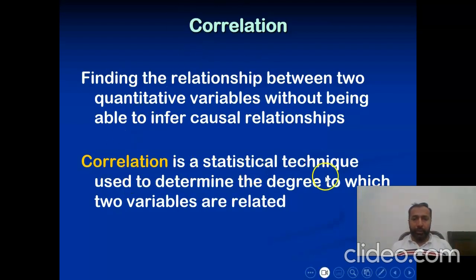So correlation is a statistical technique used to determine the degree to which two variables are related. However, it is not able to capture the causal relationship. By causal relationship, we mean that it does not tell us which of the two variables is causing a change in the other variable. It only tells us whether two variables are correlated with each other or not.